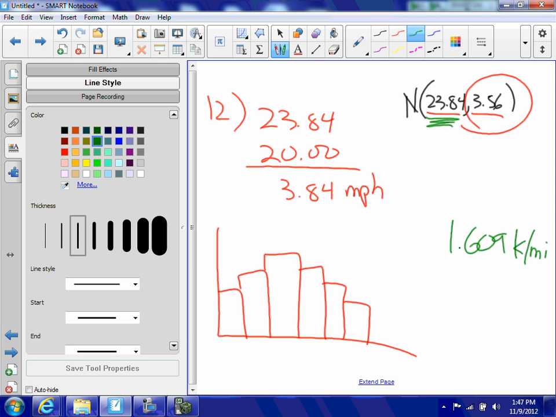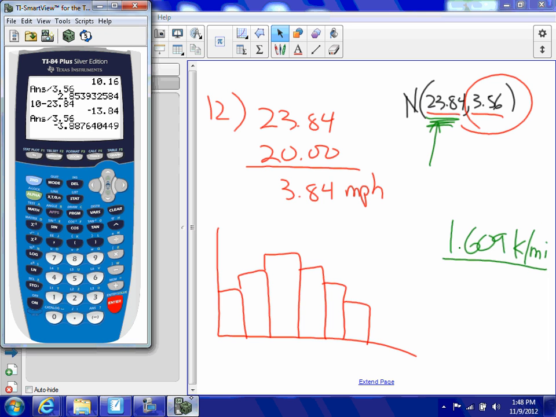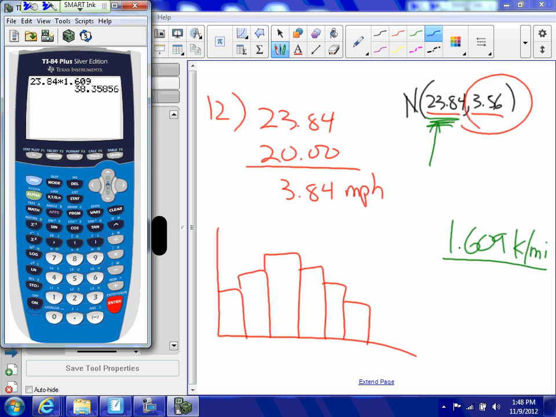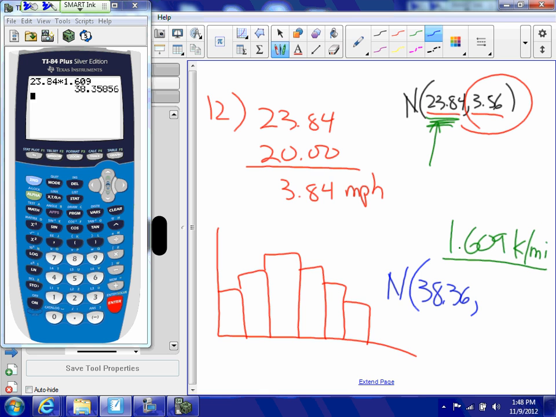Well, if I'm multiplying by something, I have to multiply the mean. I have to multiply all these different data speeds that gave me the 23.84 average, each one of which was in miles, by 1.609 so that I can get them into kilometers. So my new mean is going to be 23.84 times 1.609. Our mean is going to be 38.36.